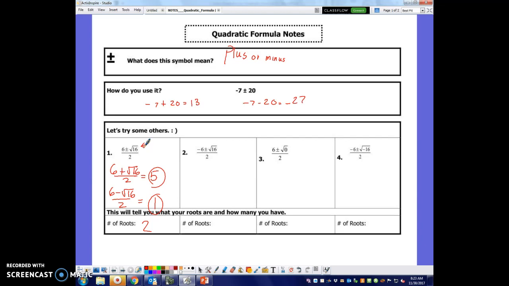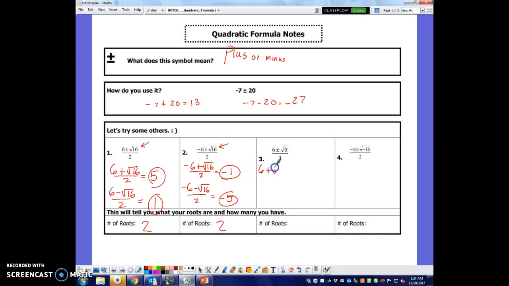So now number 2, we're going to look at this one. So we have negative 6 plus the square root of 16. Divide that by 2. Negative 1. So negative 6 plus the square root of 16 is negative 2. Divided by 2 is negative 1. So now we have negative 6 minus the square root of 16, which is negative 10. Divide that by 2. Negative 5. Okay, so how many roots do we have? 2. Did we already know we were going to have 2? Yes, we did, because this discriminant is greater than 0. Okay?